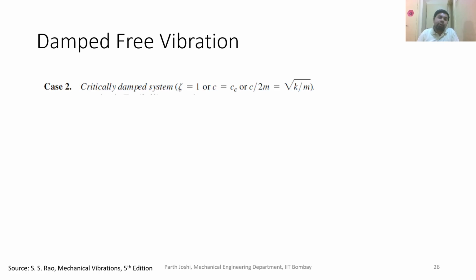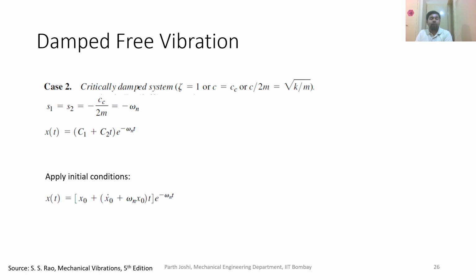The second case is when we have two equal roots, s1 and s2. That will be the case when c by 2m is exactly equal to root k by m. Then we can write the general solution in this form, C1 plus C2t into e to the power minus omega n t, where omega n is the undamped natural frequency. And now by applying the initial conditions, we will get the values of C1 and C2.